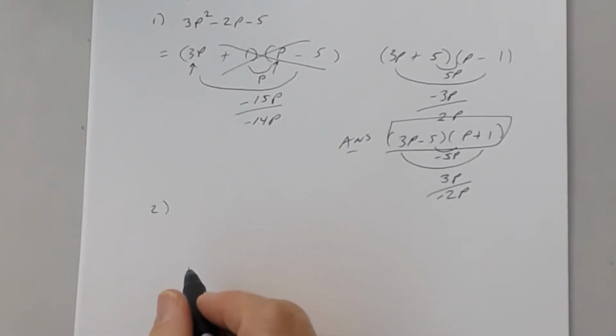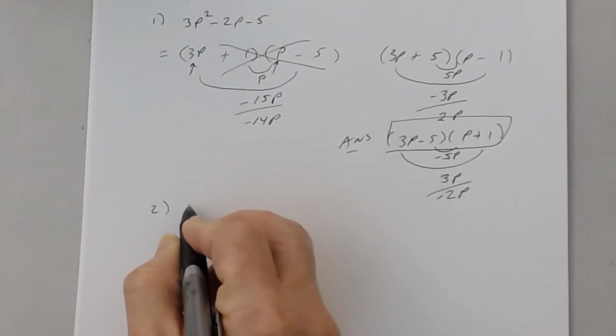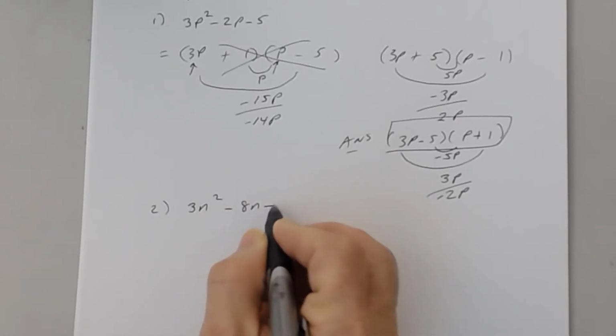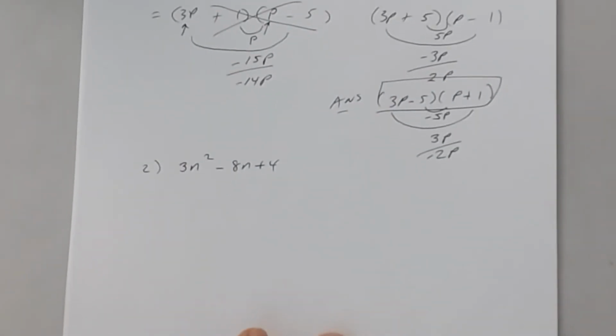Let's try this one. Let's try 3n squared minus 8n plus 4. The process is the same as what we've been doing. What's the GCF? 1. All right, I go directly to the two binomials.